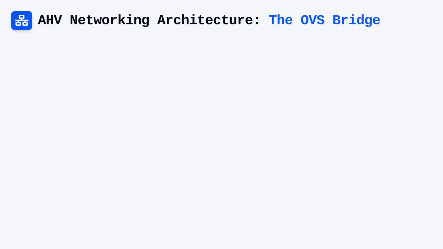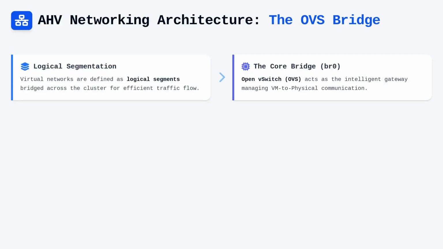In a standard AHV deployment, the Open vSwitch acts as the primary virtual bridge, named br0, which manages the communication between virtual machines and the physical network infrastructure. Each AHV node utilizes this bridge to connect internal virtual interfaces to the physical uplinks available on the host. When you create a virtual network, you are essentially defining a logical segment that the OVS bridges across your cluster, ensuring that traffic flows efficiently between compute resources.